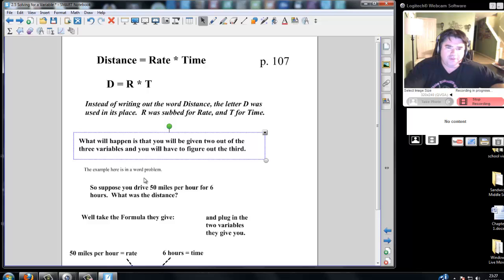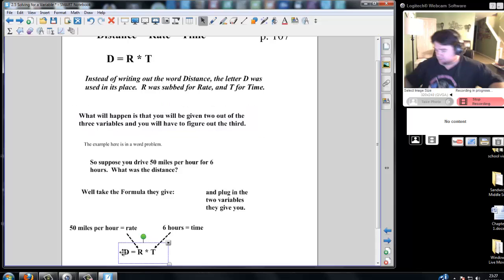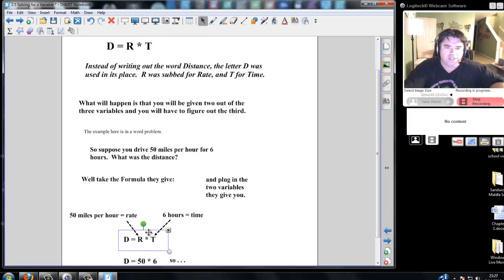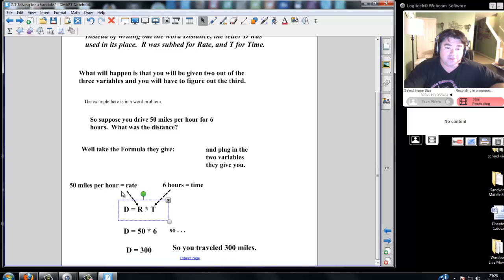Suppose you drive 50 miles per hour, and for 6 hours. What was the distance? What I want you to do is go ahead and pause for a second, and with a piece of paper write d equals rt. Go ahead. Once you've done that, below d equals rt, I'd like you to replace the r with 50 and the t with 6, because obviously 50 miles an hour is the rate and 6 hours is the time. By taking 50 times 6, notice how you get 300. Therefore, you'll see that you traveled 300 miles.